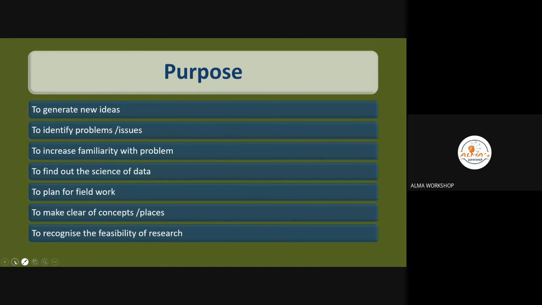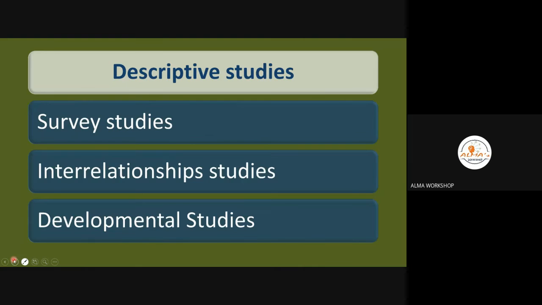What is the purpose of doing exploratory research? You can generate new ideas, you can identify problems, and increase familiarity with the problem. Think about your own class students. You can find out the size of the data, you can plan for field work, you can make concepts clear, and you can recognize the feasibility of research.